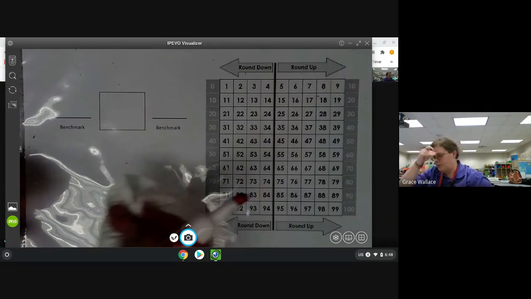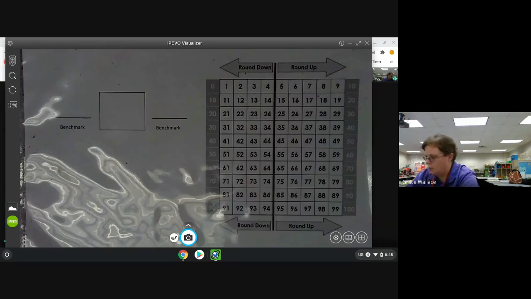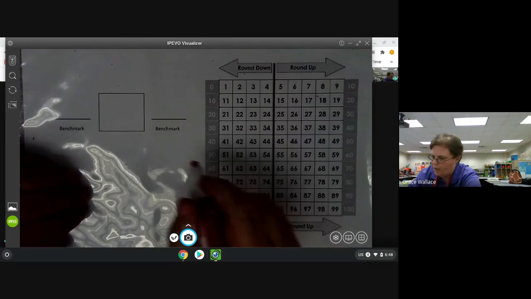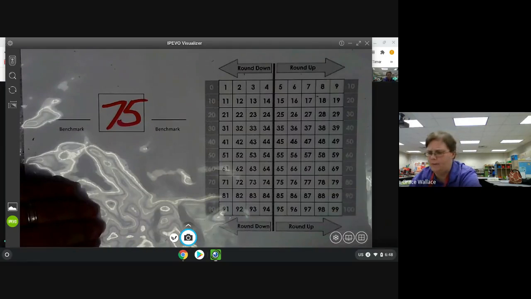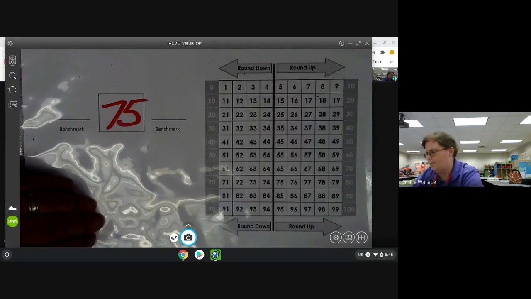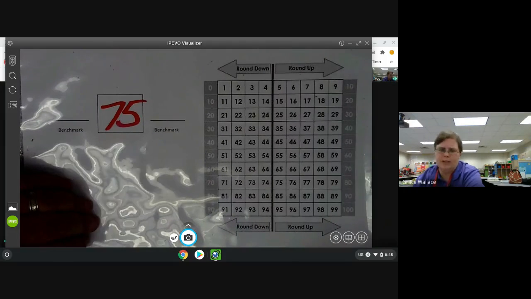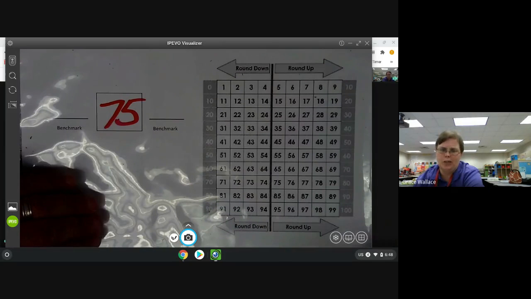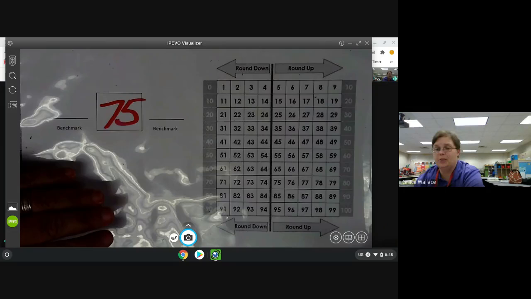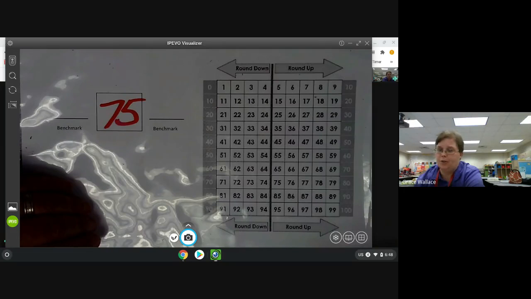And like I said, those 5s are hard. So I'm going to do 75. And feel free, if you can't print this out, you don't have a whiteboard, you don't have a plastic sleeve, just do it on a piece of paper. Give them a number and ask, what are my two benchmarks? Ask them to explain why that's a benchmark. And then let's round it to the nearest ten.